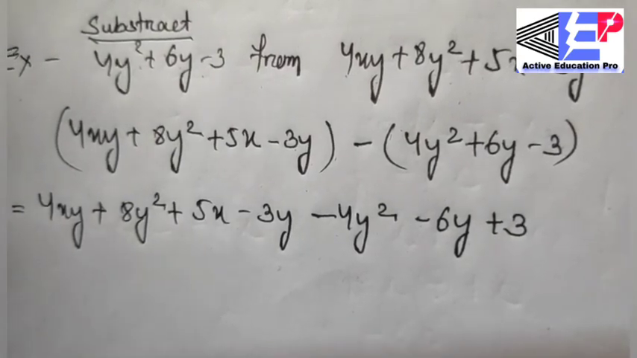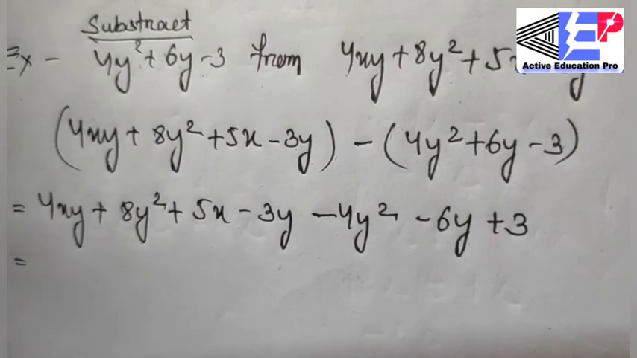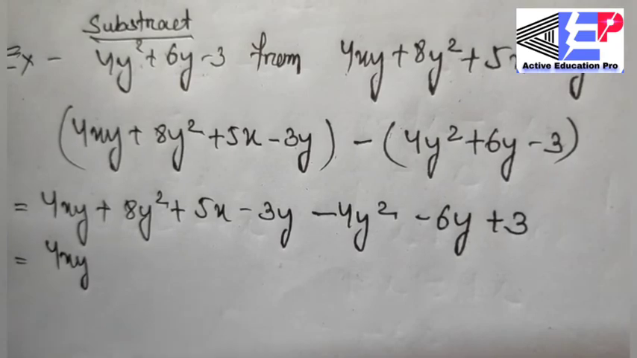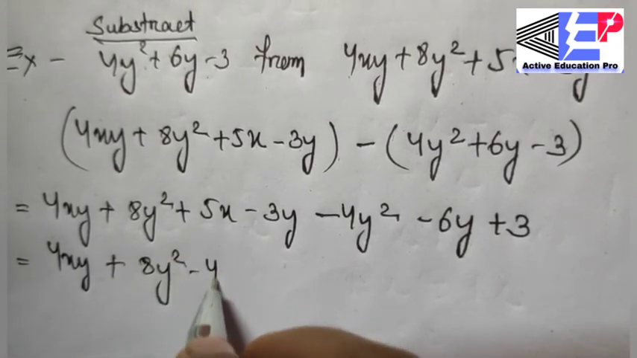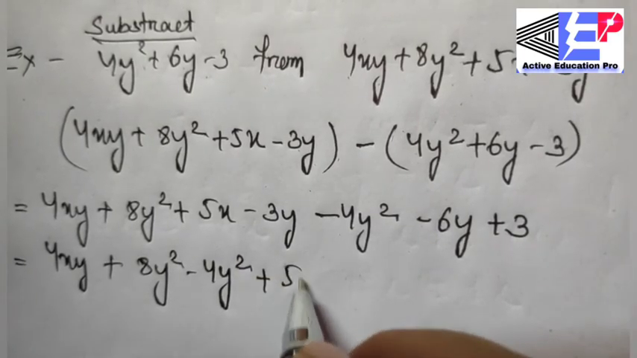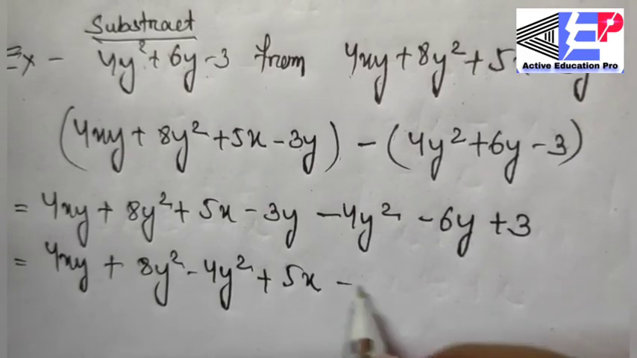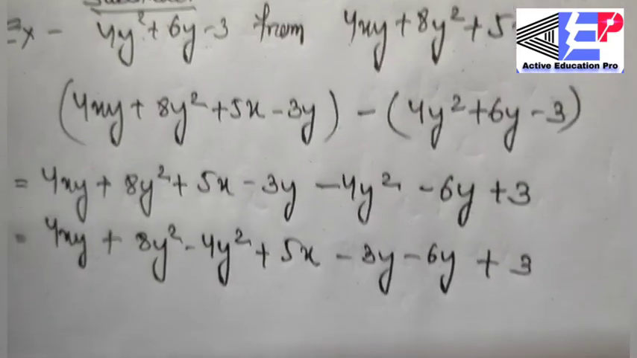Then as you add in last example, you can add it. First grouping the like terms. 4xy is a unit term here. Then plus 8y square minus 4y square, plus 5x is again another unit term. Then minus 3y minus 6y plus 3.